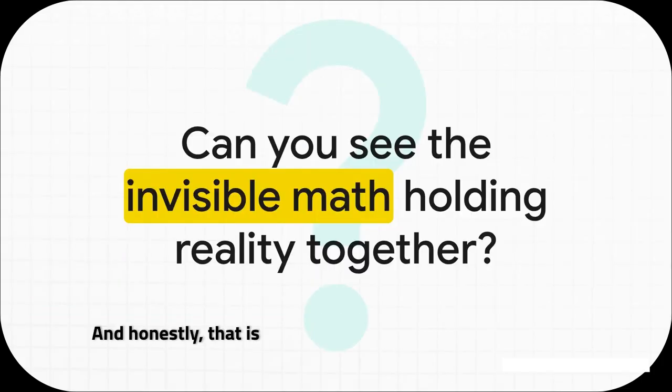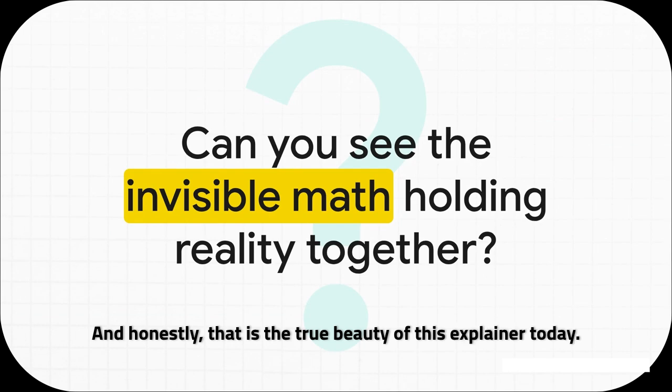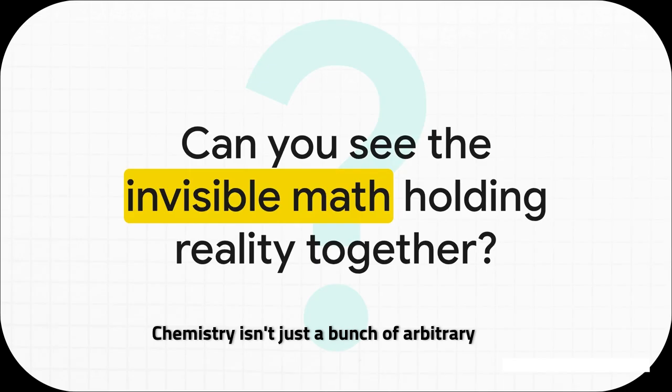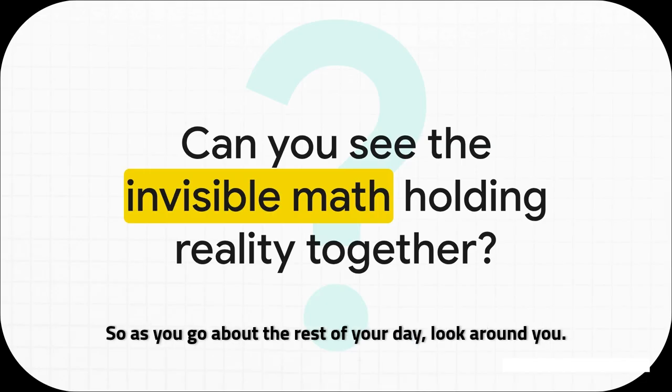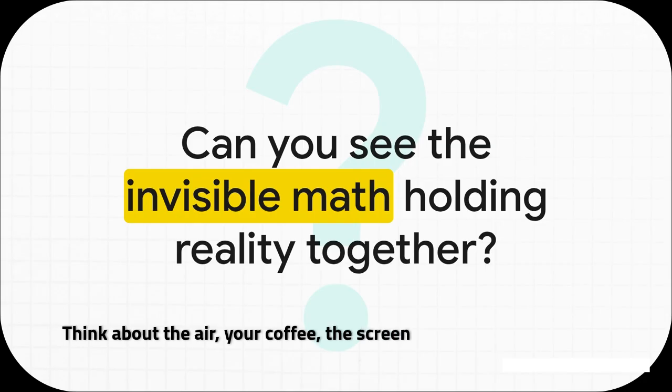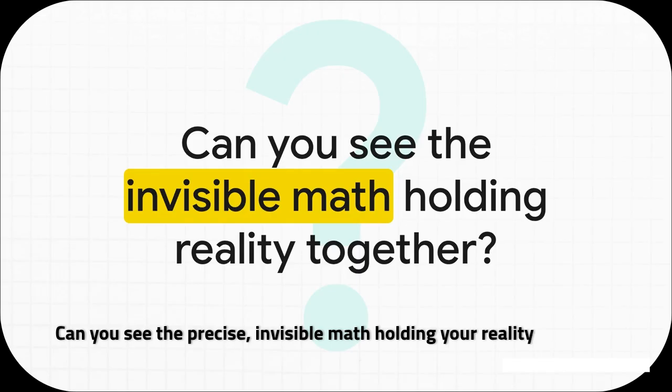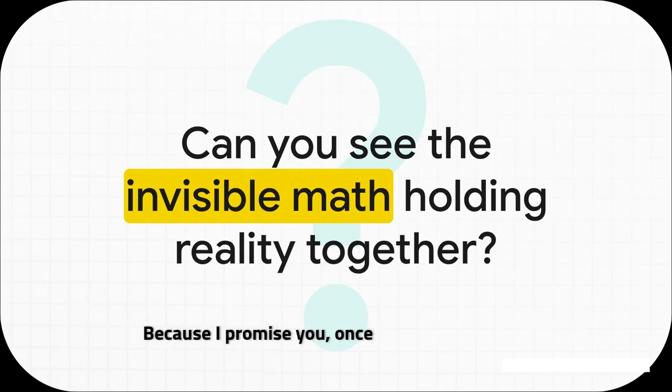And honestly, that is the true beauty of this explainer today. Chemistry isn't just a bunch of arbitrary rules made up by folks in lab coats to make tests harder. It's this profound, beautifully interlocking system of mass, volume, and completely unseen particles, all reacting in perfect whole number harmony. So as you go about the rest of your day, look around you. Think about the air, your coffee, the screen you're watching this on. Can you see the precise invisible math holding your reality together? Because I promise you, once you start seeing it, the world is never going to look the same.